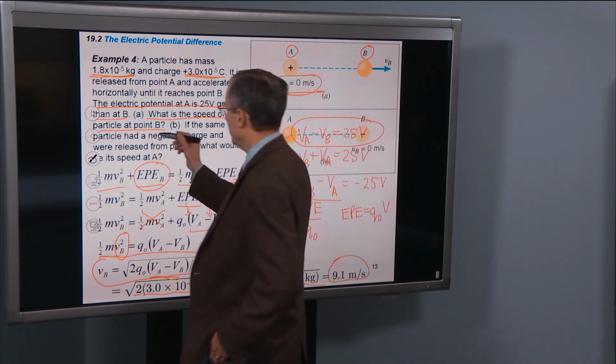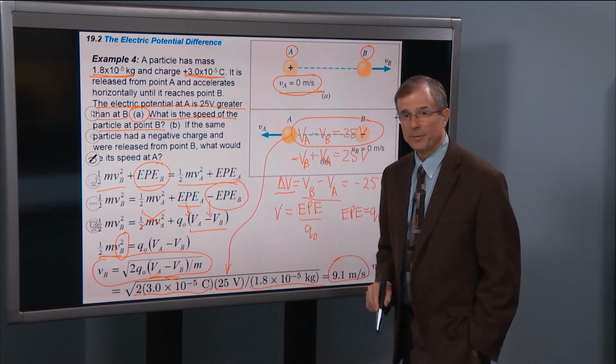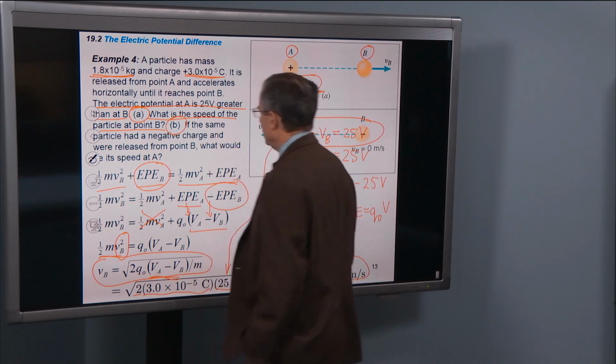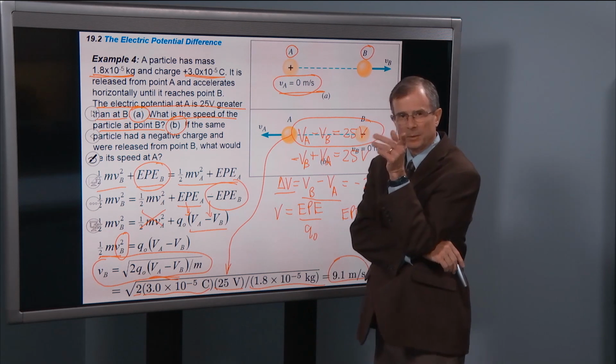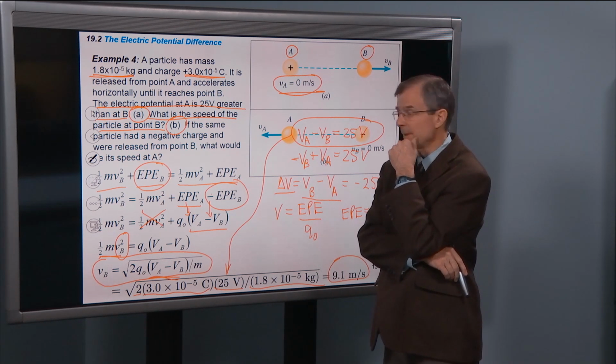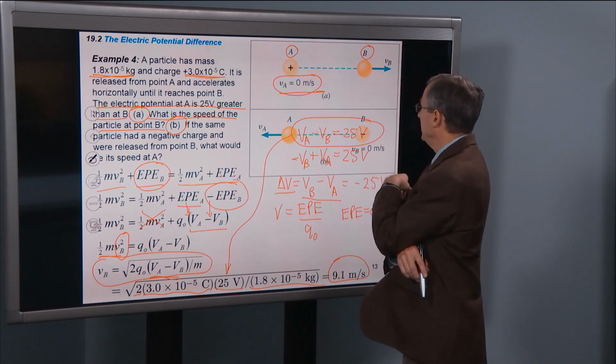What's the speed of the particle? I mean, this is part A of the problem. Then we actually have part B to worry about as well. So what about part B? If the same particle had a negative charge and were released at point B.